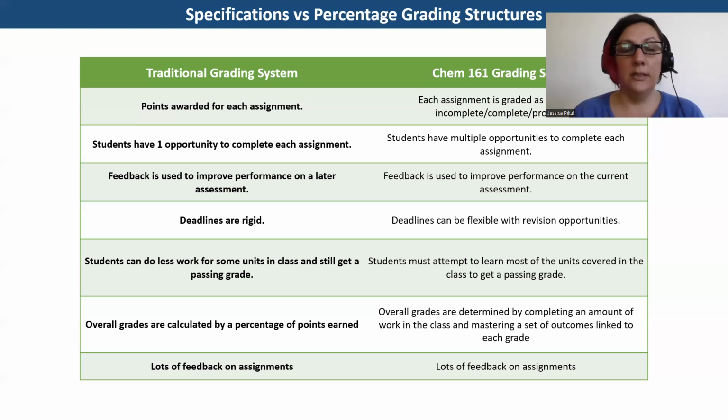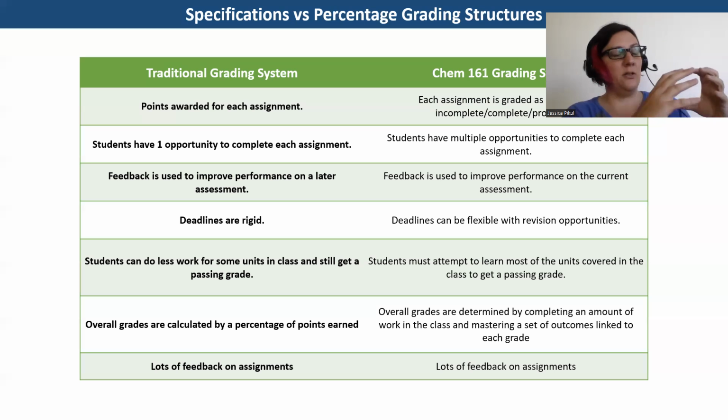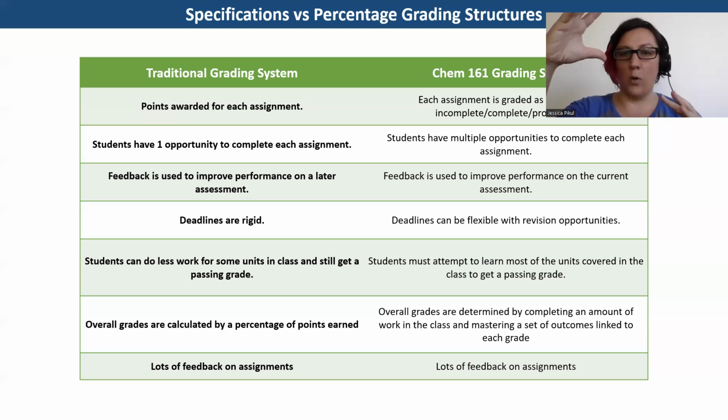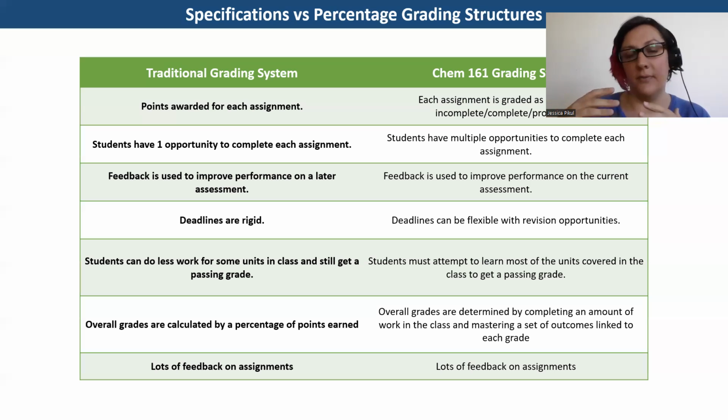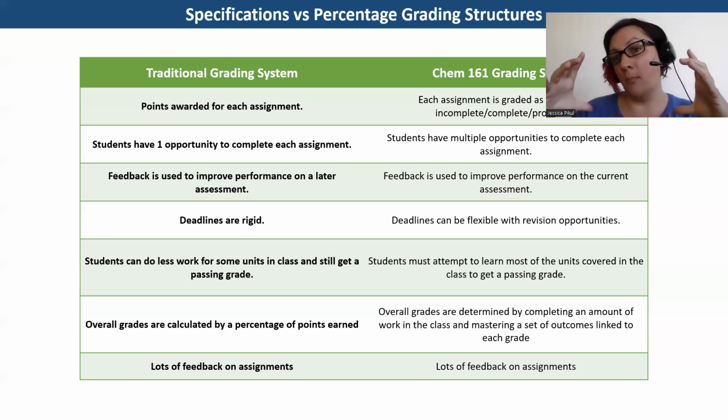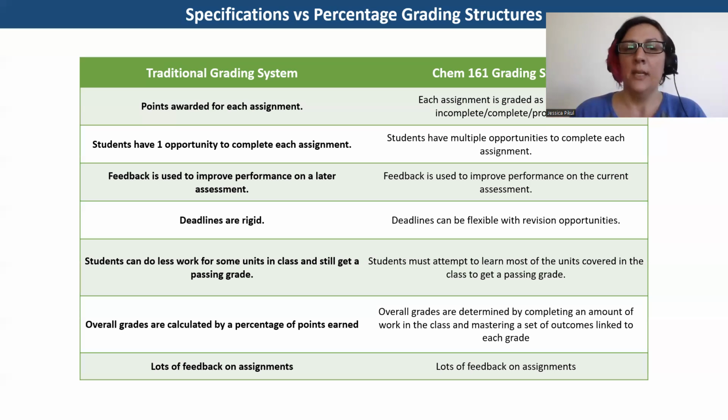So in general, when comparing the two, we see that students tend to do less work on one type of unit or one type of assignment, but still pass the course. Here, students really need to attempt most of the units in order to pass. And so it makes that work for a C level grade in the class. It makes it a bit more work, admittedly.